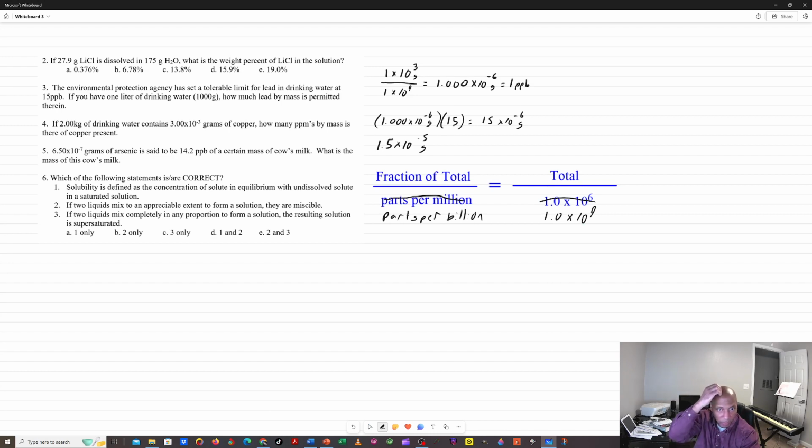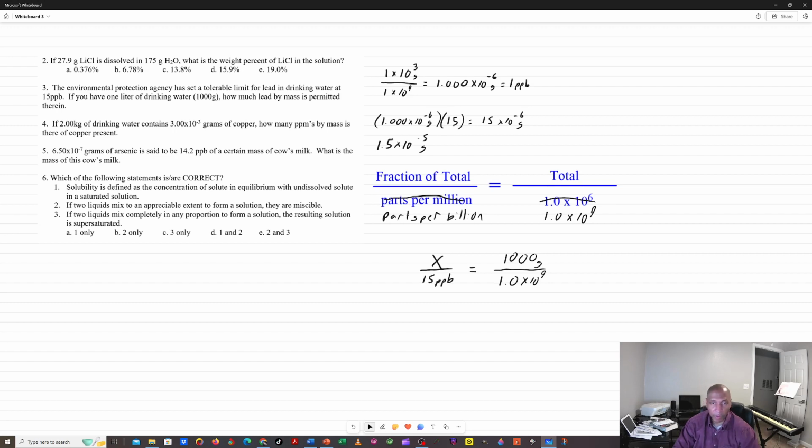Now we're trying to find the fraction of the total. So that's what we're going to try to find. So I'm going to put an X right there. Total, I know that's 1,000 grams, and I'm going to put 1.0 times 10 to the 9 right here. Now, since we're trying to find 15 parts per billion, I'm going to put 15 parts per billion right there.